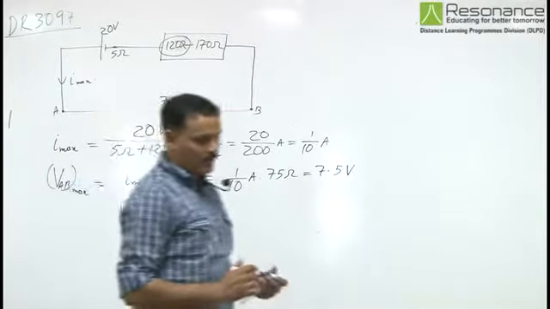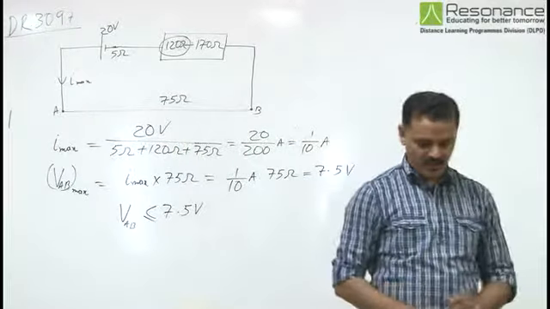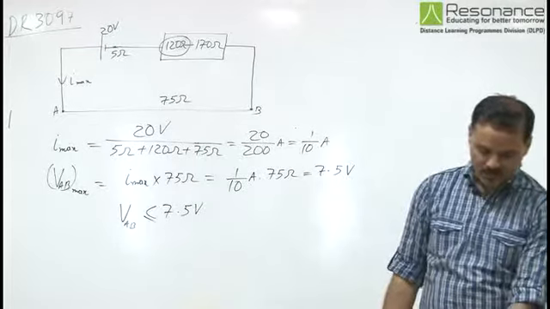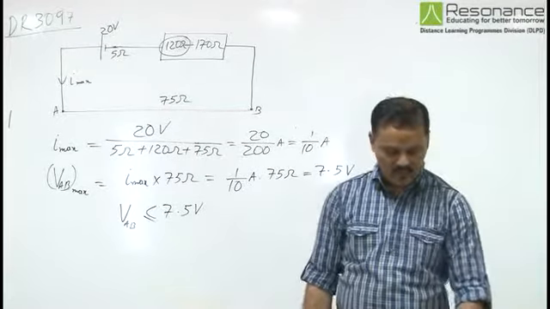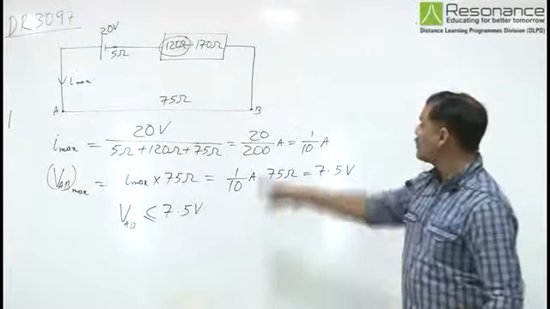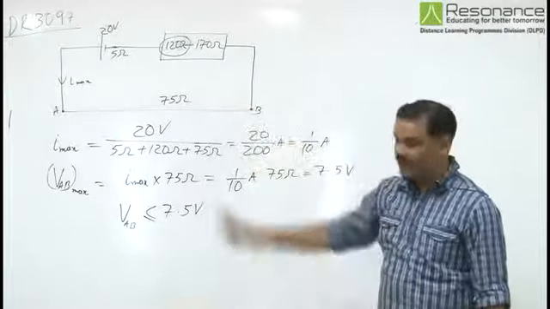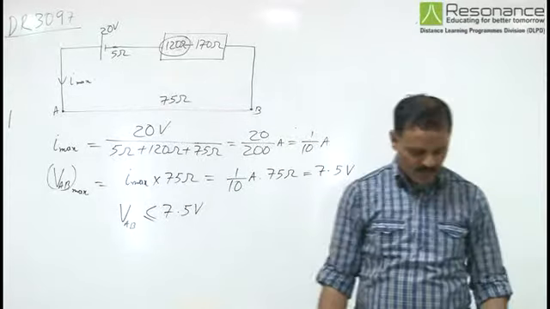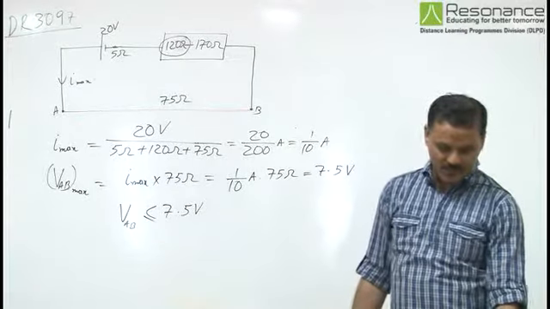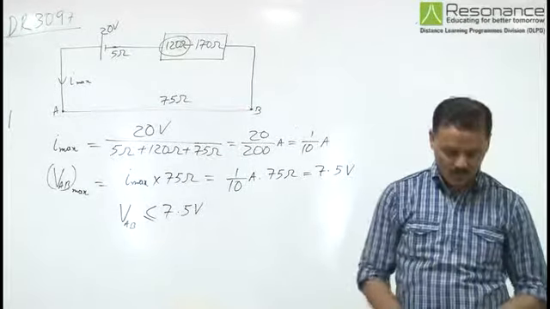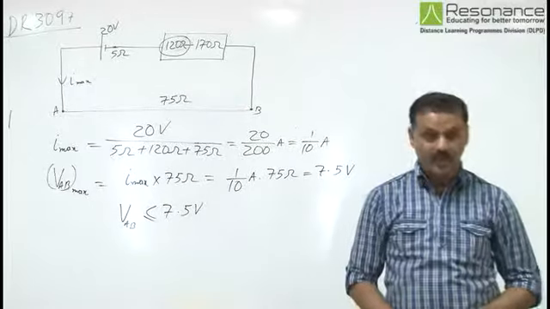Now let us look at the options. In option A it is 5 volt, option B 6 volt, in C it is 7 volt, and in D it is 8 volt. So a potential difference of 8 volt cannot be measured by this potentiometer wire, but we can measure 5 volt, 6 volt and 7 volt. So A, B and C are the correct options.